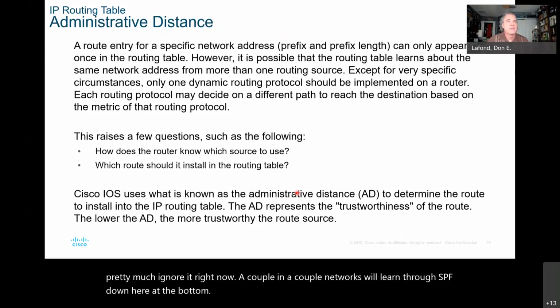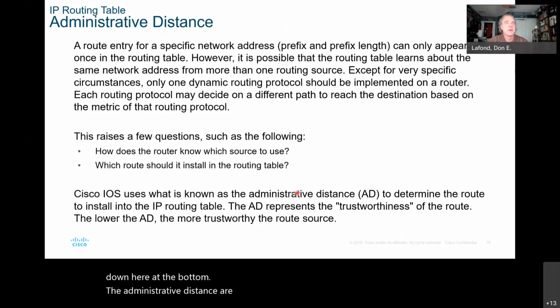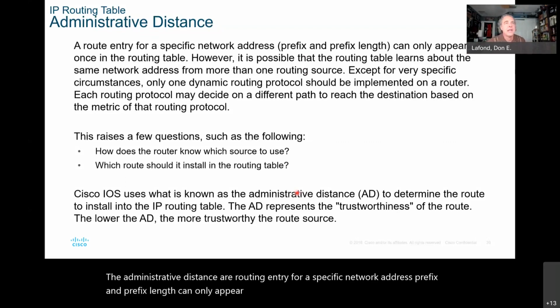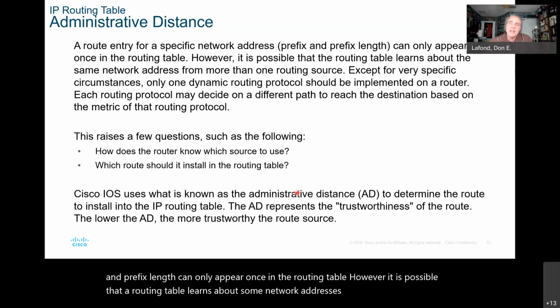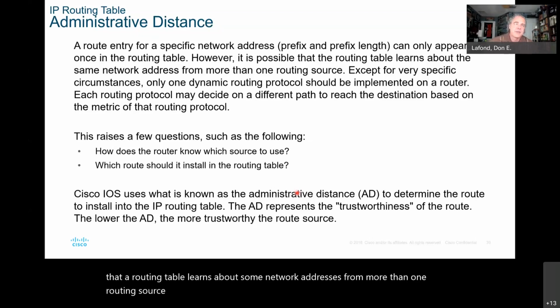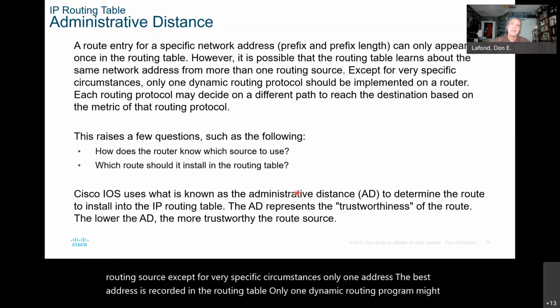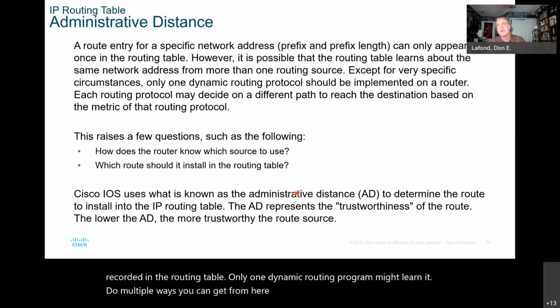The administrative distance: a routing entry for a specific network address, prefix and prefix length can only appear once in the routing table. However, it is possible that a routing table learns about some network addresses from more than one routing source. Except for very specific circumstances, only one address, the best address, is recorded in the routing table. Only one dynamic routing protocol might learn it through multiple ways. You can get from here to there multiple ways, but only one route goes in the routing table, the best route.